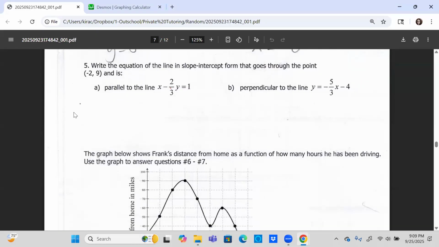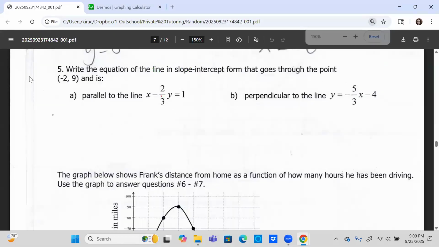Write an equation for the line. Okay, parallel means they have the same slope. So we need to solve this one for y to get the slope. I'm going to move this over. So this is x equals 2/3 y plus 1. I'm going to minus the 1.